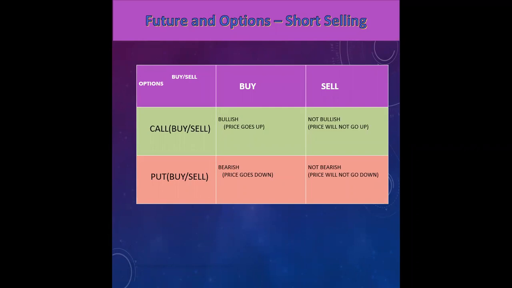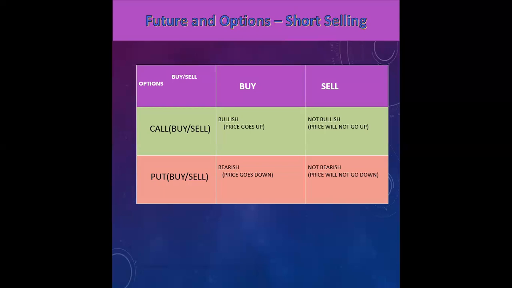Put is like, you feel the price will go down, so what you're doing, you're buying a put. You are bearish, you're buying a put. And whenever the price goes down, like for example, from 100 rupees, it went to 90 rupees, you make a profit if the price is going down. Okay. That's called a put.